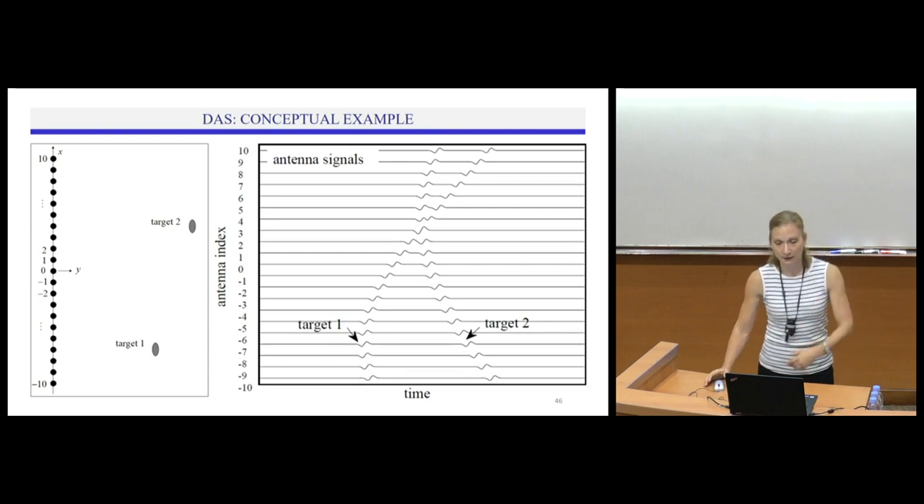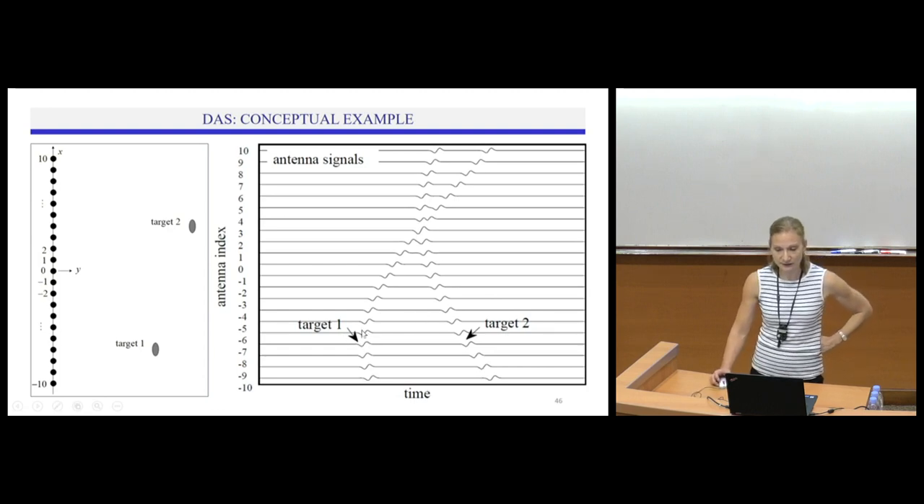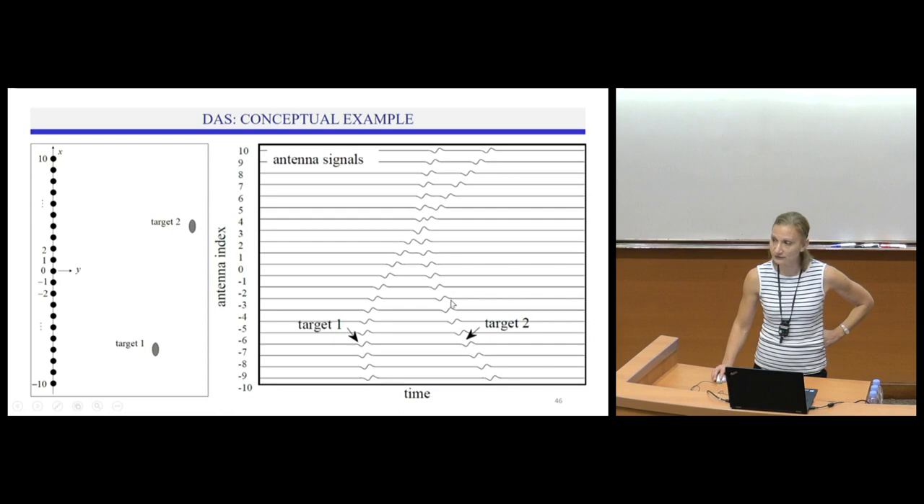And this is just a quick illustration showing how these steering filters work. Here are two targets. Assume transmission happens, let's say, from the center of the array, and all other antennas receive. What are you going to receive? At each antenna, you're going to receive two scattered pulses, one coming from target one, the other one coming from target two. For example, if you are at an antenna which is very close to target one, this antenna is going to receive early in time the reflection from target one, but the reflection from target two will take some time.